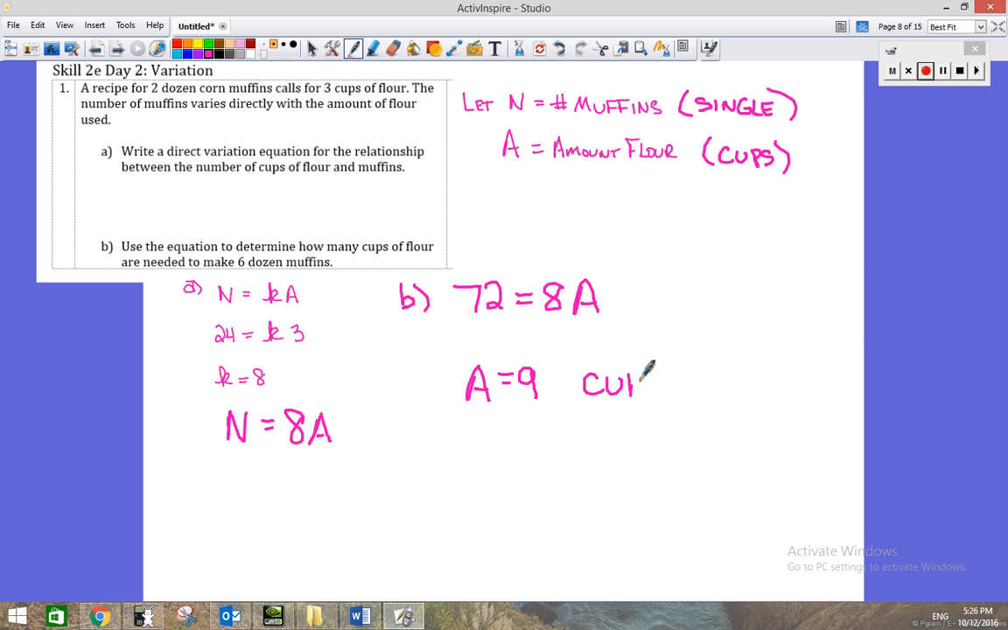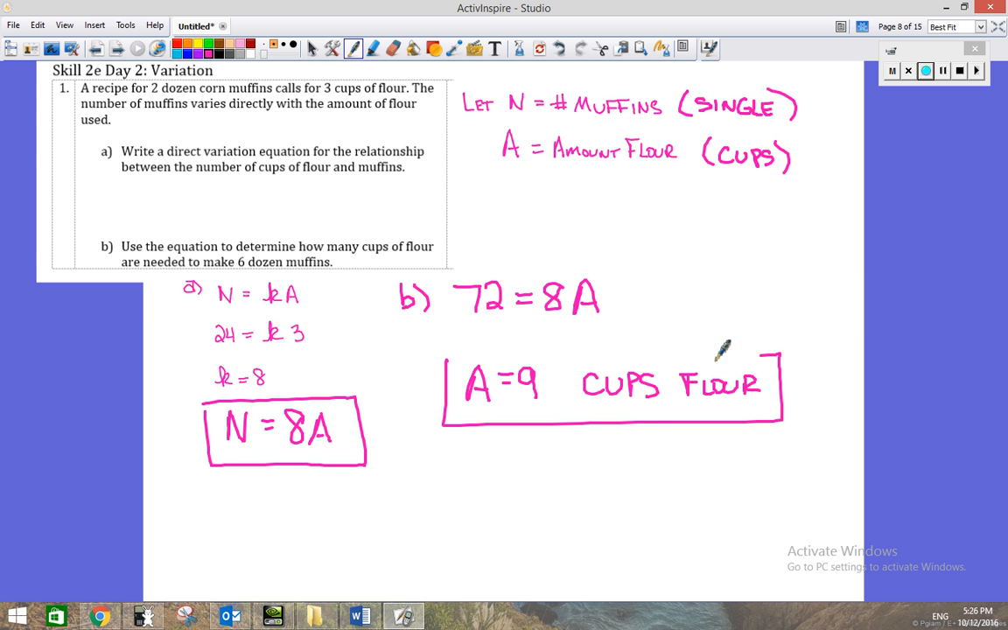So I believe that in part A the equation was N equals 8 times A. In part B I used that equation to determine the number of cups of flour that are needed to produce 72 muffins. So there's my answer for problem number 1.